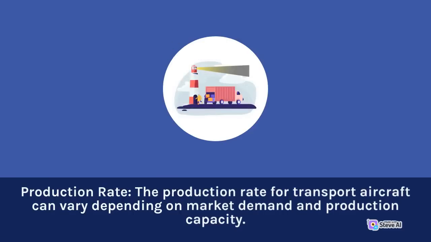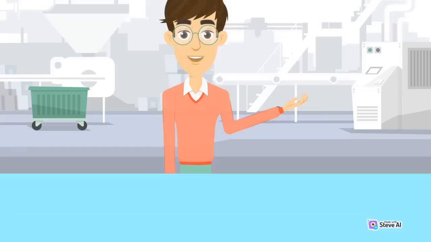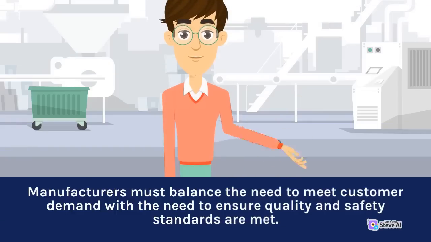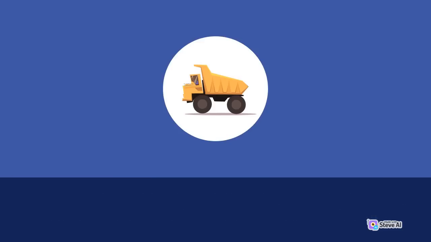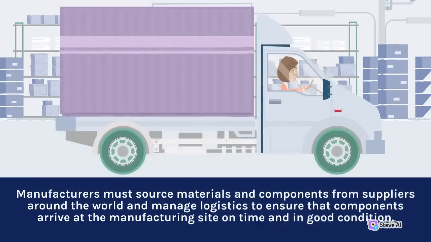Production rate. The production rate for transport aircraft can vary depending on market demand and production capacity. Manufacturers must balance the need to meet customer demand with the need to ensure quality and safety standards are met. Supply chain. The manufacturing process for transport aircraft involves a complex global supply chain. Manufacturers must source materials and components from suppliers around the world and manage logistics to ensure that components arrive at the manufacturing site on time and in good condition.